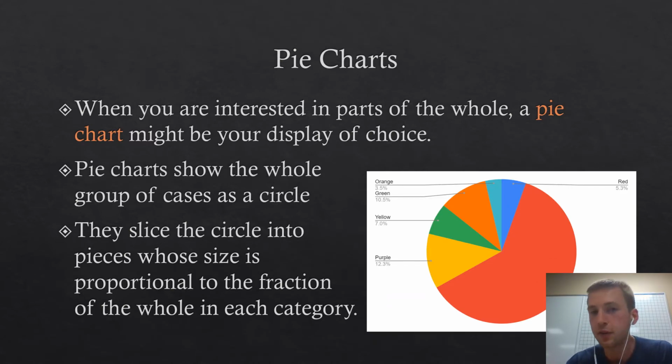Now, I don't want to spend too much time on this because I think we've all seen a pie chart before, but when we're interested in parts of the whole, a pie chart might be your best display of choice. Pie charts show the whole group of cases as a circle, and then they slice up the circle into pieces whose size is proportional to the fraction of the whole in each category.